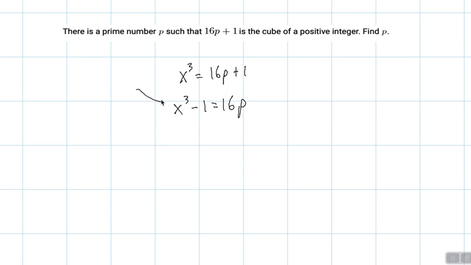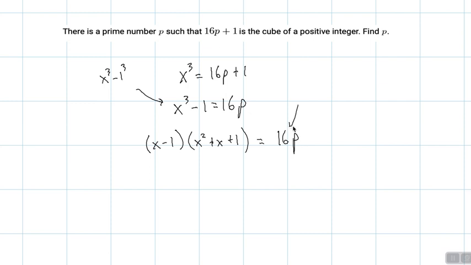So this is x to the third minus 1. It's the same thing as x to the third minus 1 to the third. That's a difference of cubes. And so a way we can write this is it's equal to x minus 1 times x squared plus x plus 1 is equal to 16p. And so from here, we can try to find what these factors might be and how they relate to 16p.